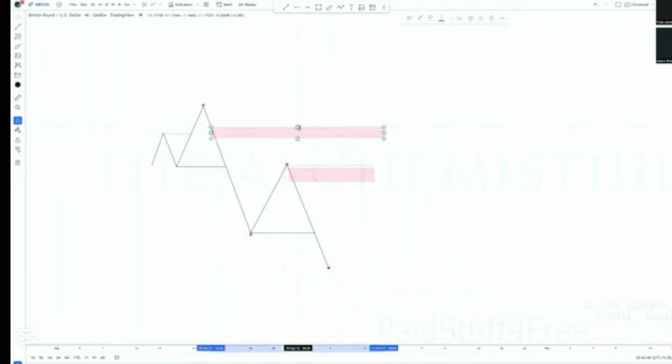So this could be an order block. This could be a breaker block. You know what breaker blocks are, right? I'll show you examples. And then this could be an imbalance, or else, most importantly, this could be a rejection block.